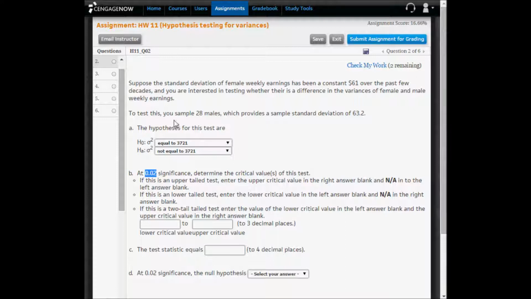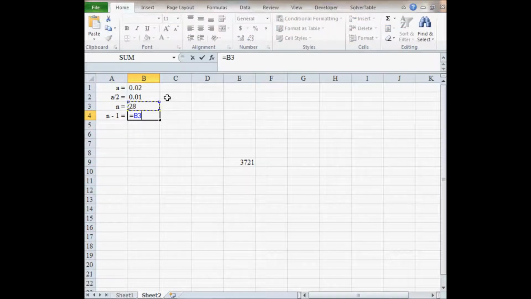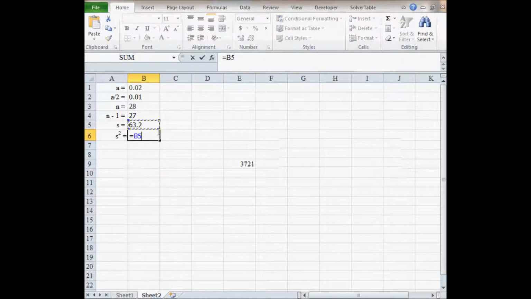Okay, now we need to copy some other stuff into Excel. The sample size is 28 males, and that yielded a standard deviation of 63.2. That standard deviation is the sample standard deviation. So my n here is equal to 28. The degrees of freedom is 27. The sample standard deviation was 63.2. The sample variance is the square of the standard deviation.